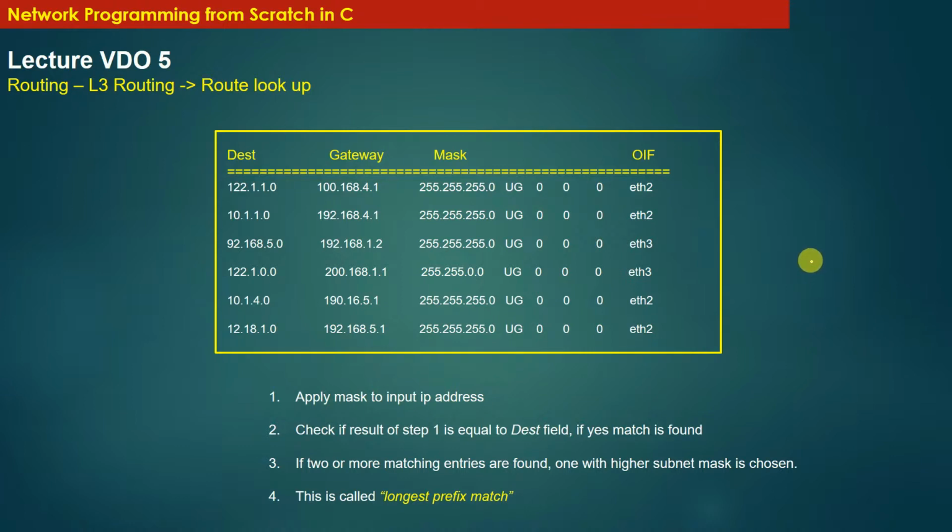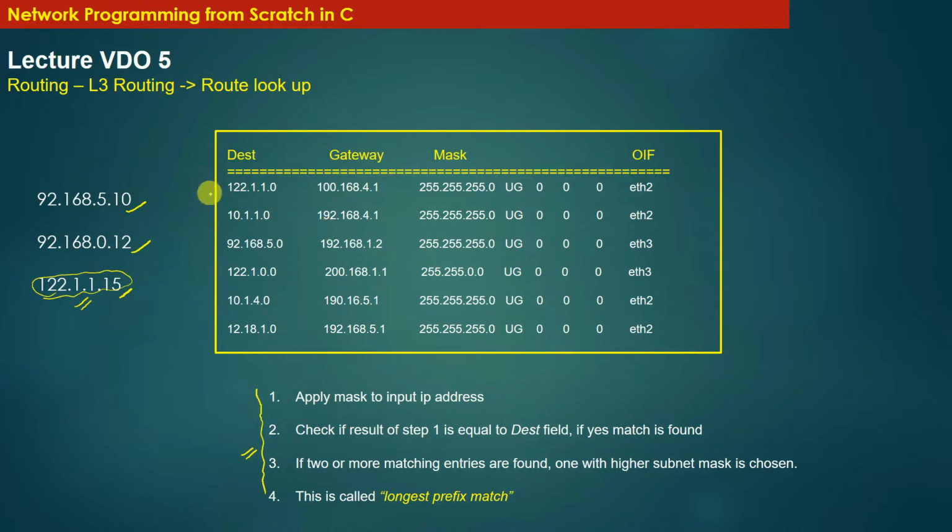So let us take an example. Here we show a sample routing table, and let us say the destination IP addresses are the following three IP addresses. Let's say that the router has received a packet with the destination IP address equal to 122.1.1.15. So what are the four steps? The router performs these four steps to look up into the routing table.